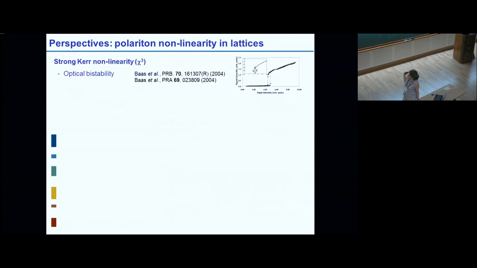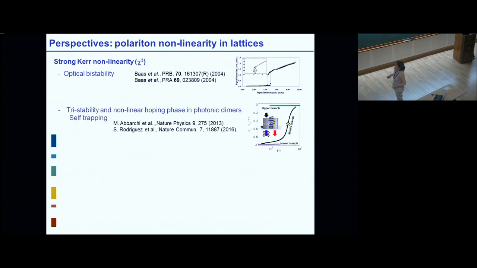So then, for the perspective, in lattices, I just explained to you how we can observe lasing, but then we can also use non-linearity. So in our system, there is a very strong Kerr non-linearity. So this Kerr non-linearity is responsible for optical bistability, which has been observed in planar samples in the group of Elisabeth Giacobino quite a long time ago. And then you can start to play with bistability and coherent drive in more complex systems.